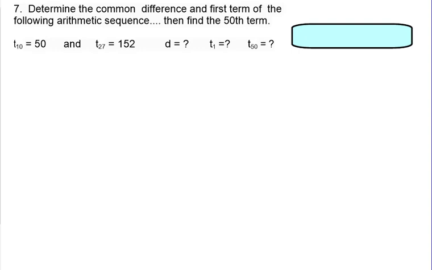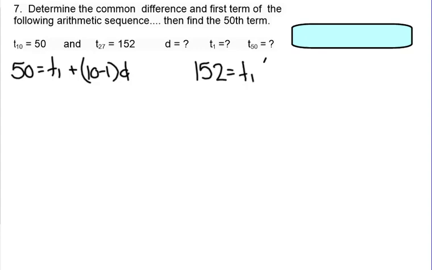So our first one, 50 is equal to, well, we don't know what our term 1 is, plus, well, this one has 10 terms, and we don't know what our common difference is. So two unknowns, we need another equation. So we can use our T27, so 152 is equal to T1, again, we don't know it, plus, in this case, our n is 27, and we don't know what our common difference is.